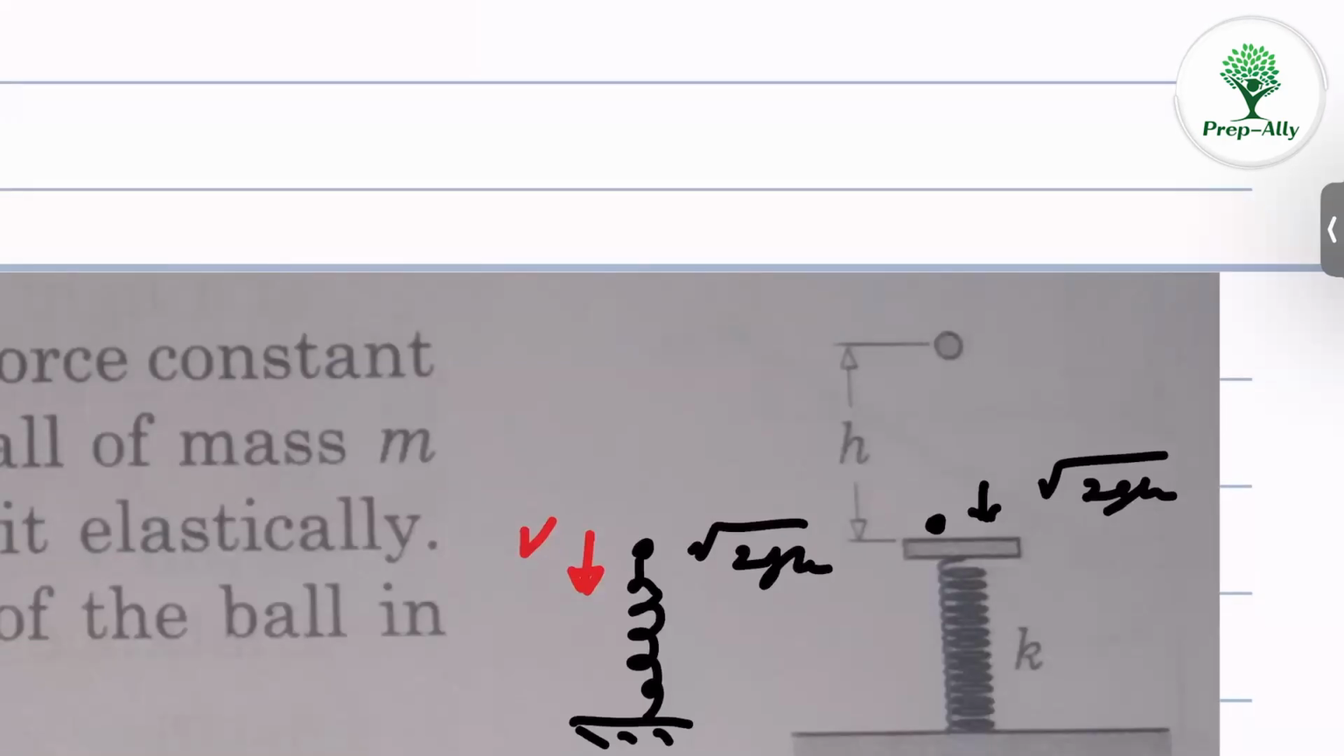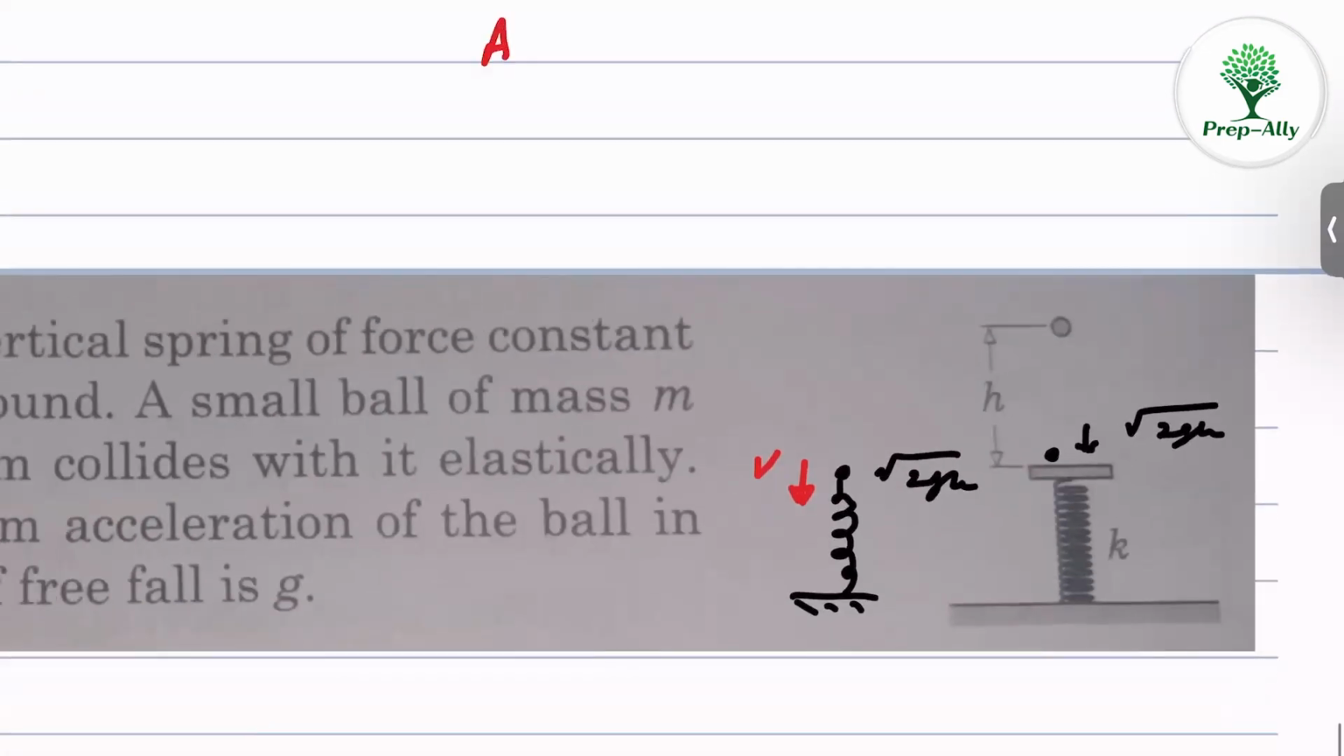Till mg becomes equal to kx. Find out that maximum velocity. How will you do that? We can assume the extension in the spring to be x. x will be equal to mg by k, sir. We can do energy conservation, sir. You can do energy conservation, but it will be lengthy. Or you can write V max as A omega.